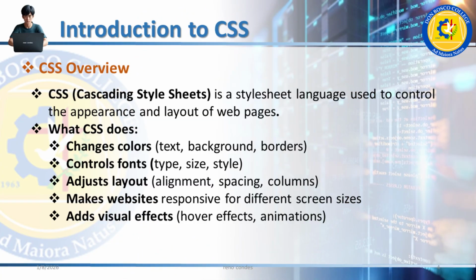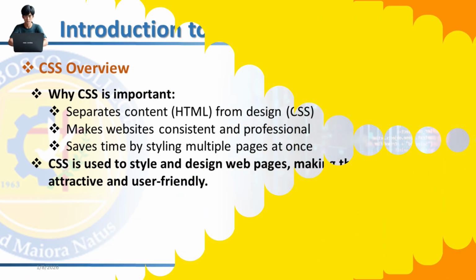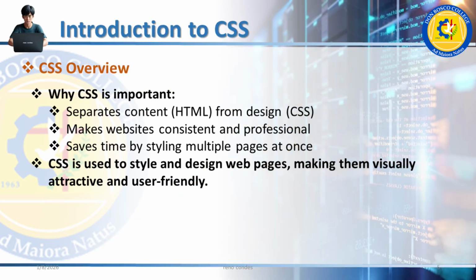CSS, cascading style sheets, is a style sheet language used to control the appearance and layout of web pages. It changes colors, controls fonts, adjusts layout, makes websites responsive for different screen sizes, and adds visual effects such as hover effects and animations. CSS is important because it separates content, HTML, from design. CSS makes websites consistent and professional, saves time by styling multiple pages at once, and helps style and design web pages to make them visually attractive and user-friendly.